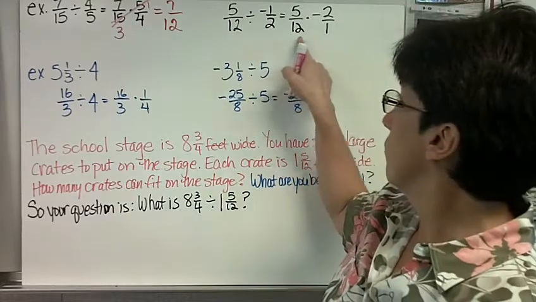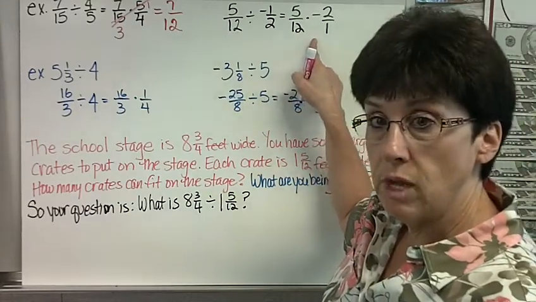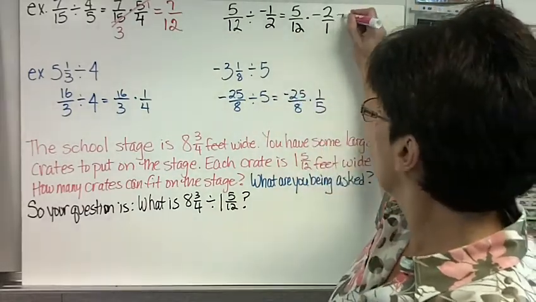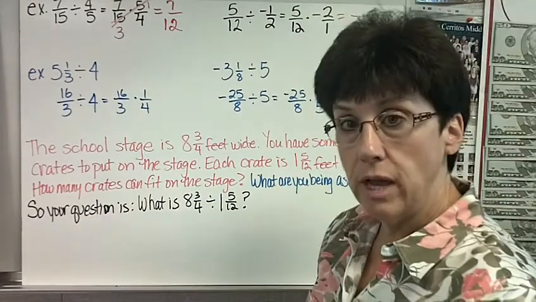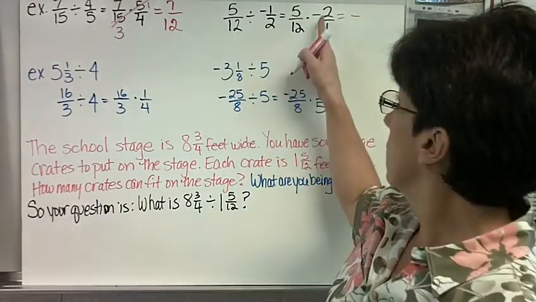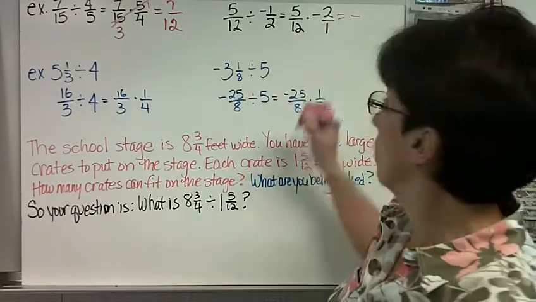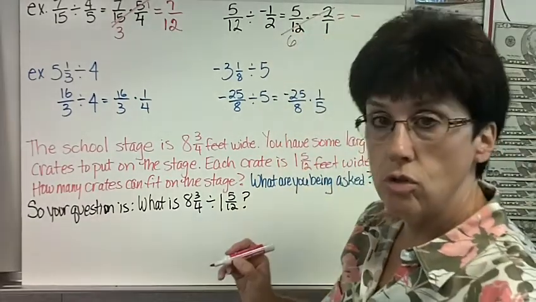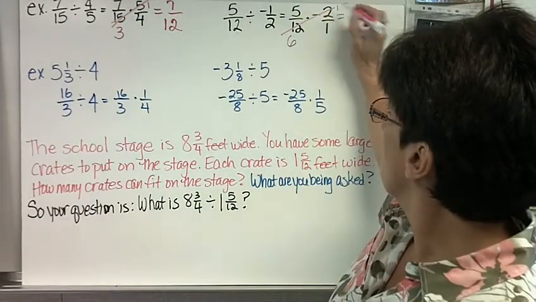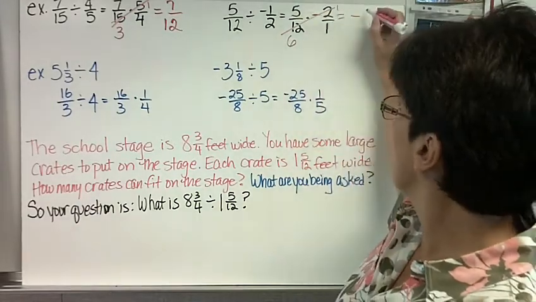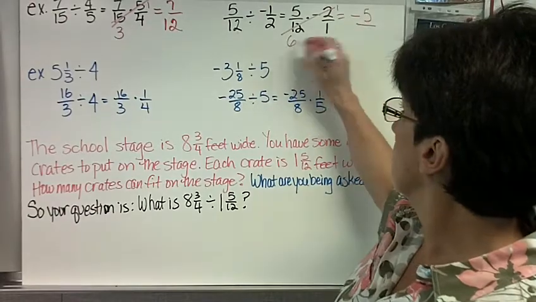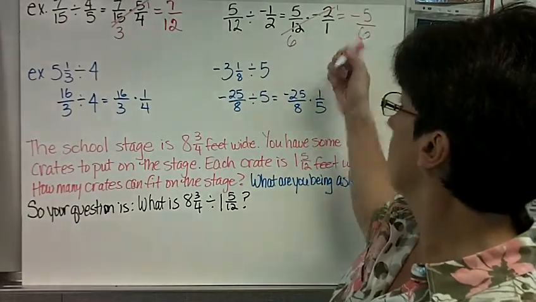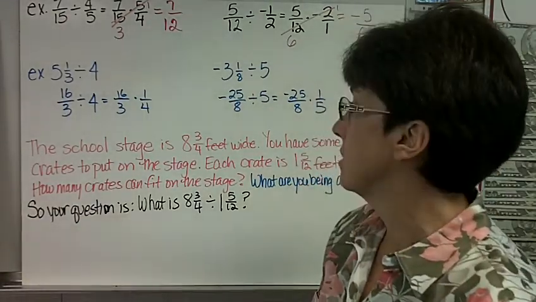Now remember, the first thing you do is check, is my answer going to be positive or negative? Negative. So I'm going to put equals negative. Now I'll see if I can simplify anything. Yes, 2 and 12 share a common factor of 2. 2 goes into 12 6 times. 2 goes into itself once. Now multiply straight across. 5 times 1 is 5. 6 times 1 is 6. So my answer is negative 5/6.